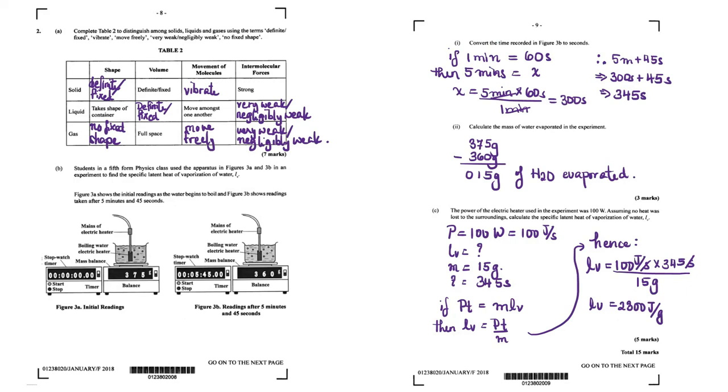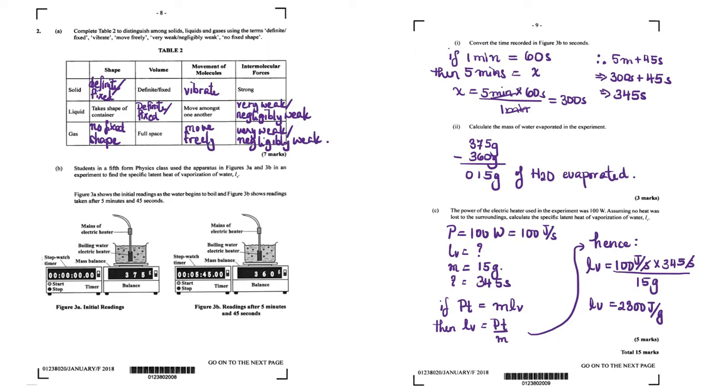Alright, so we have here a question that says, complete the table to distinguish between solids, liquids, and gases using the terms definite or fixed, vibrate, move freely, very weak or negligibly weak, and no fixed shape.